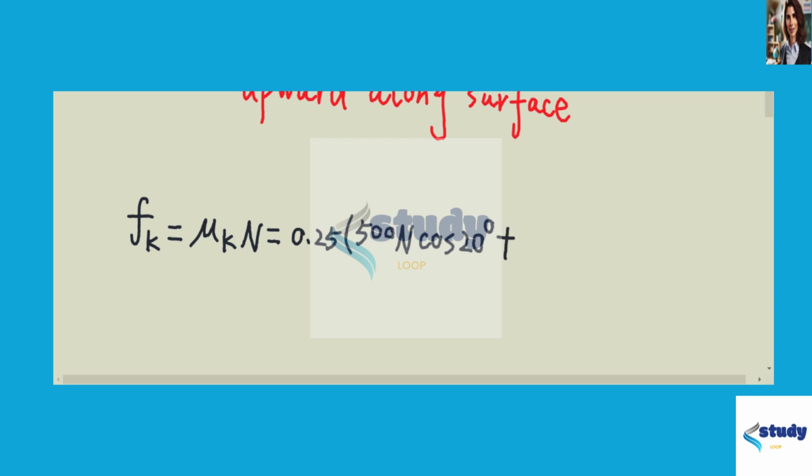So therefore, let's determine the actual friction, which is the kinetic friction, that's Fk, is equal to the coefficient of the kinetic friction, which is mu k, times the normal force, which is equal to 0.25 times (500 Newton cosine 20 degree plus P sine 20 degree, which is 400 Newton sine 20 degree). And this will give us the kinetic friction is about 152 Newton.